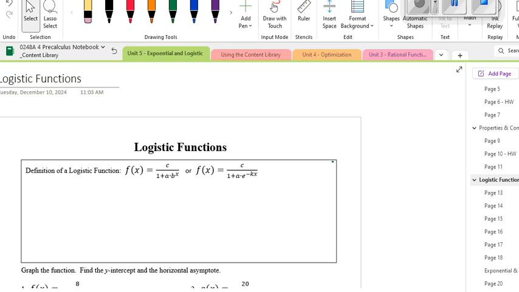All right, folks, so I am on page 12 in your packet with logistic functions. If you don't have it handy, you're going to want to pause the video for a minute and grab your calculator because we are going to be doing some calculating. And then let's get ready to do some logistic functions.